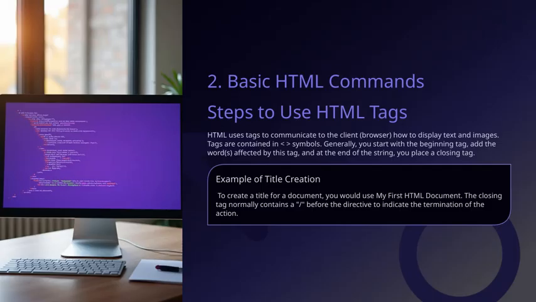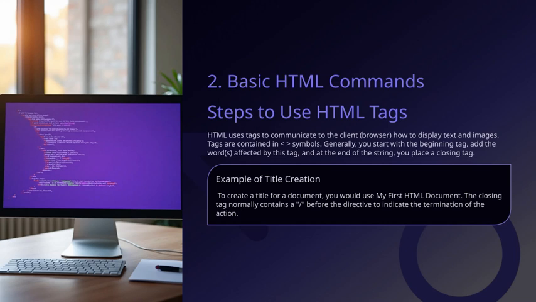Now, let's talk about the basic HTML commands, specifically the steps to use HTML tags. HTML uses tags to tell the browser how to display your text and images. These tags are always contained within angle brackets, or symbols.